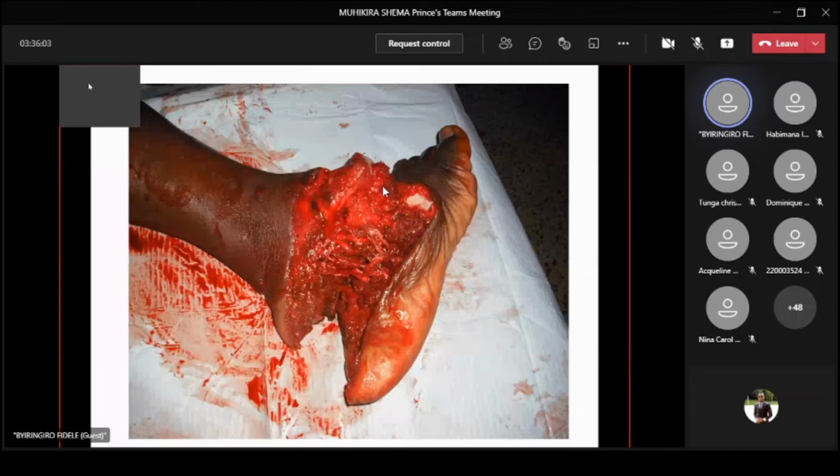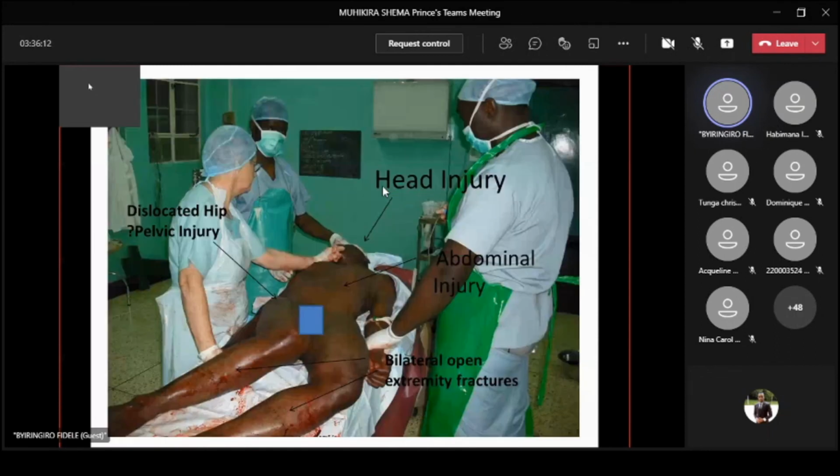You see this patient who has a lot of injuries at the same time. This patient can die from any of these injuries. So when you are confused, to be well organized, you need a coordinated approach. The coordinated approach starts by stopping massive bleeding, then doing airway, then breathing, then circulation, then disability, then exposure.